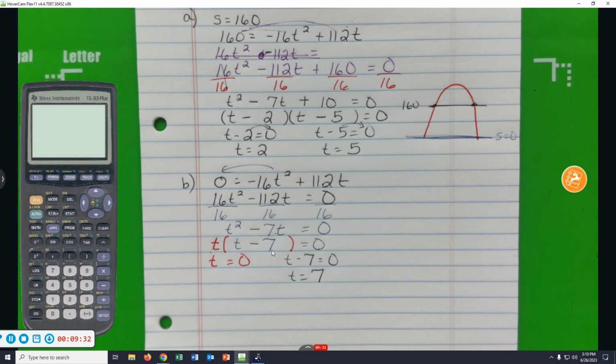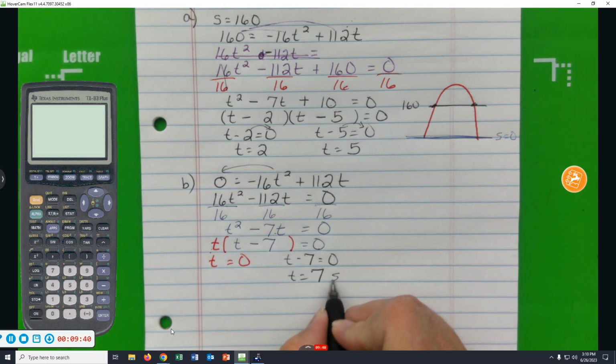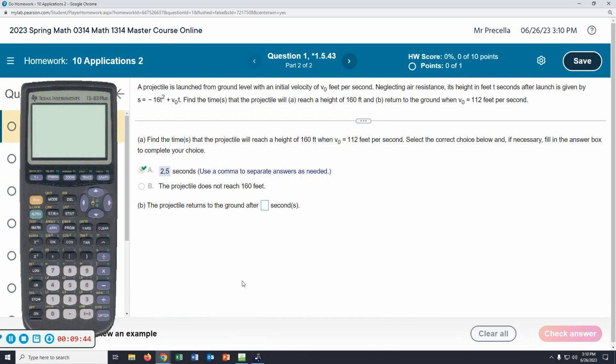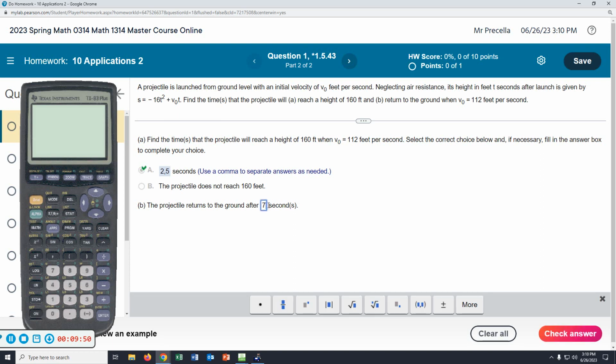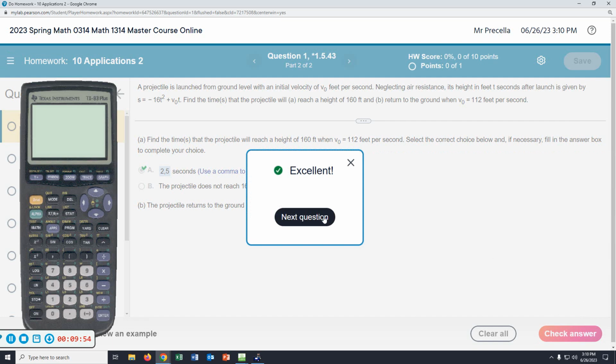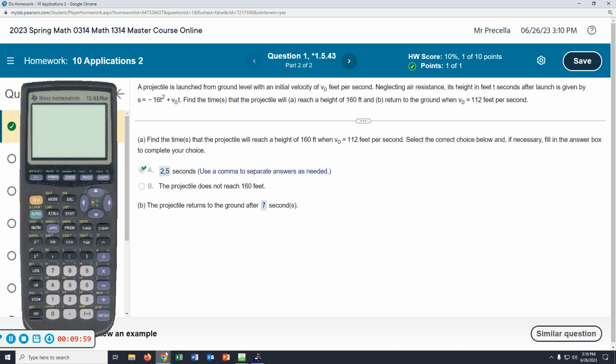Setting t minus 7 equal to 0, we get t equals 7. Now, is this hours, minutes, or what? Seconds. So it's a very short trip. It's like a little bottle rocket. That's what I think of it as. The projectile returns to the ground after 7 seconds. Any questions there?